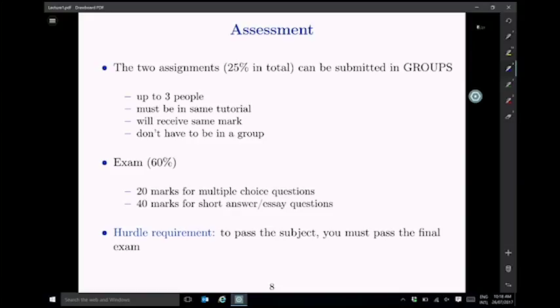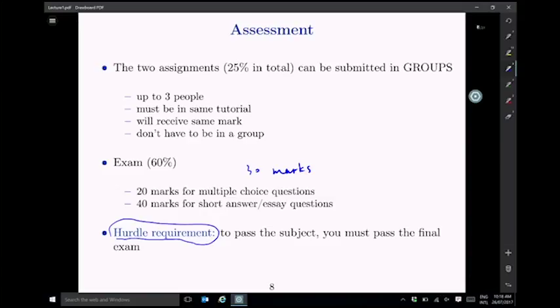We'll give you the sample final probably in week 11 or week 12 at that time. Now, this is probably the most important thing in lecture 1, hurdle requirement. This is something our department just started implementing this year. Every subject in economics has a hurdle requirement. What does it mean? It means that if you want to pass this subject, you have to pass the final exam.